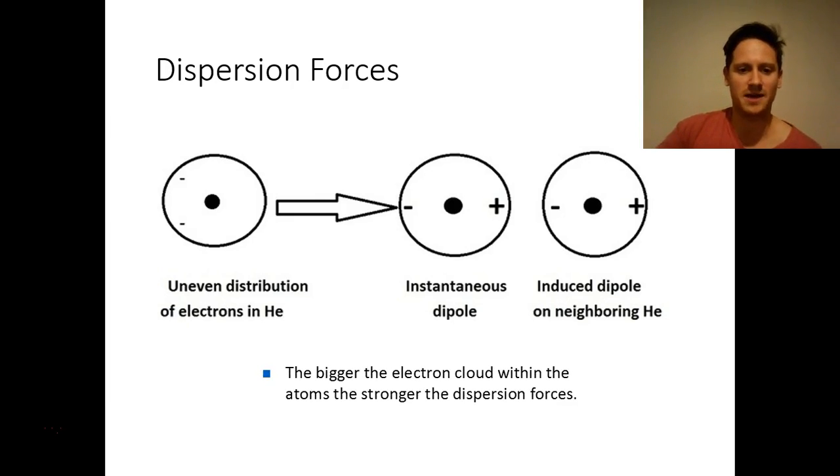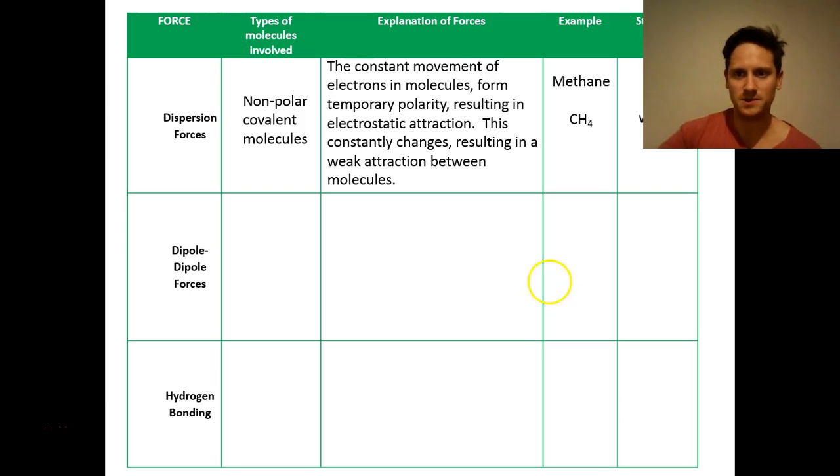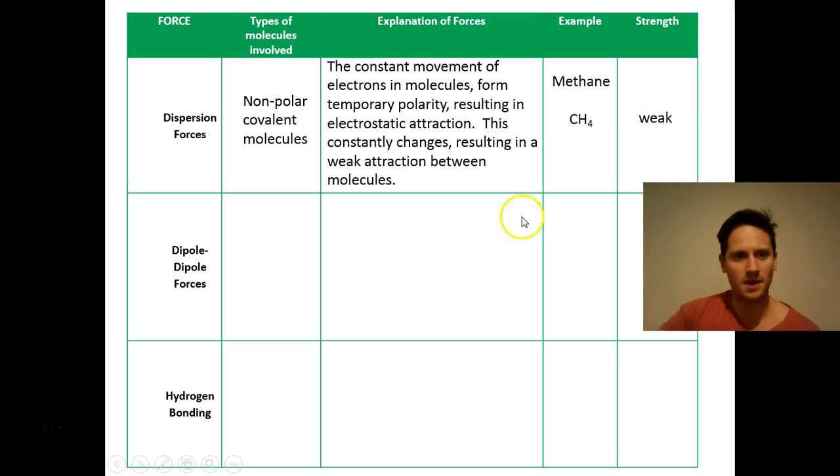Now, the bigger the electron cloud within the atoms, the stronger the dispersion forces. So basically, bigger molecules, more electrons, therefore stronger dispersion forces. To summarize, we have dispersion forces. They occur between non-polar covalent molecules. The explanation is here. An example might be a methane molecule, and the strength of dispersion forces is weak.